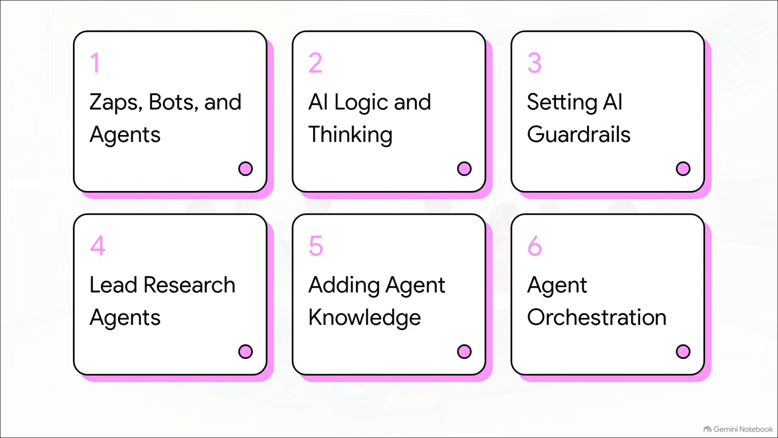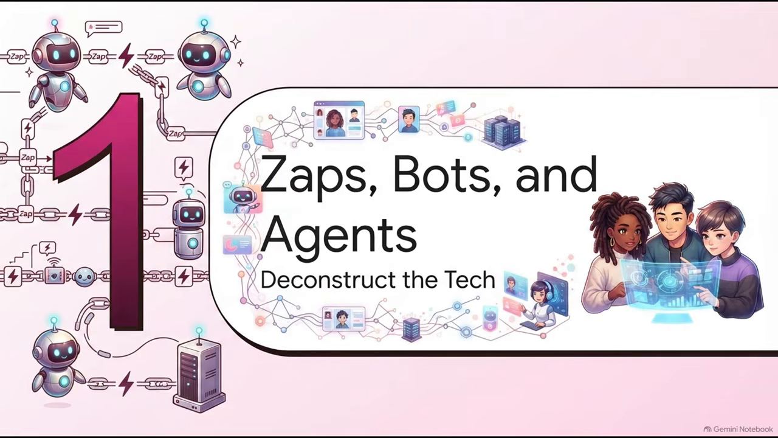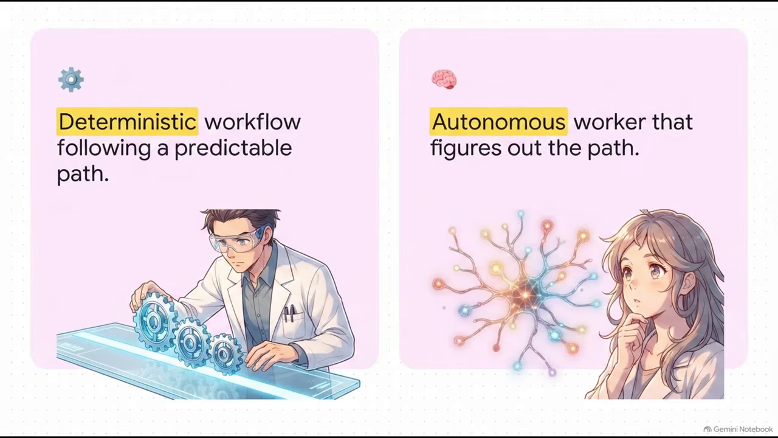We're covering zaps, bots, and agents, AI logic and thinking, setting AI guardrails, building lead research agents, adding agent knowledge, and finally, multi-agent orchestration. Section 1. Zaps, Bots, and Agents. Before we build, we have to understand the tools in our toolbox.